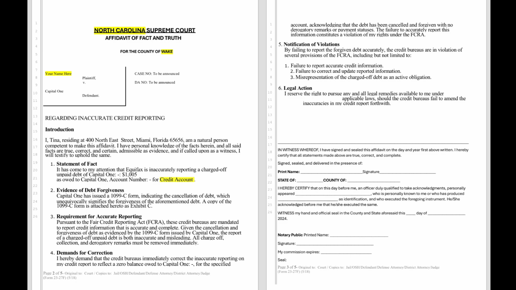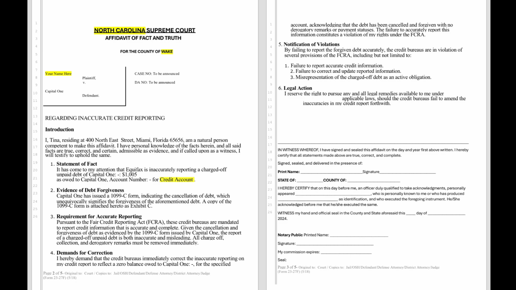It has come to my attention that Equifax is inaccurately reporting a charged off unpaid debt of Capital One for $1,005 as owed to Capital One, and there's the account number for the credit card. Okay, so evidence of debt forgiveness. Capital One has issued a 1099-C form indicating the cancellation of debt, which unequivocally signifies the forgiveness of the aforementioned debt. A copy of this 1099-C form is attached hereto as Exhibit C.